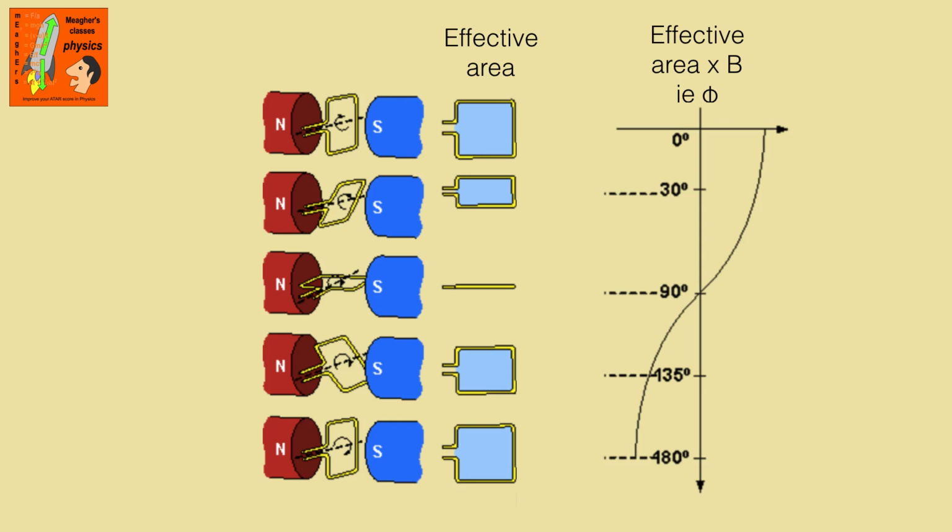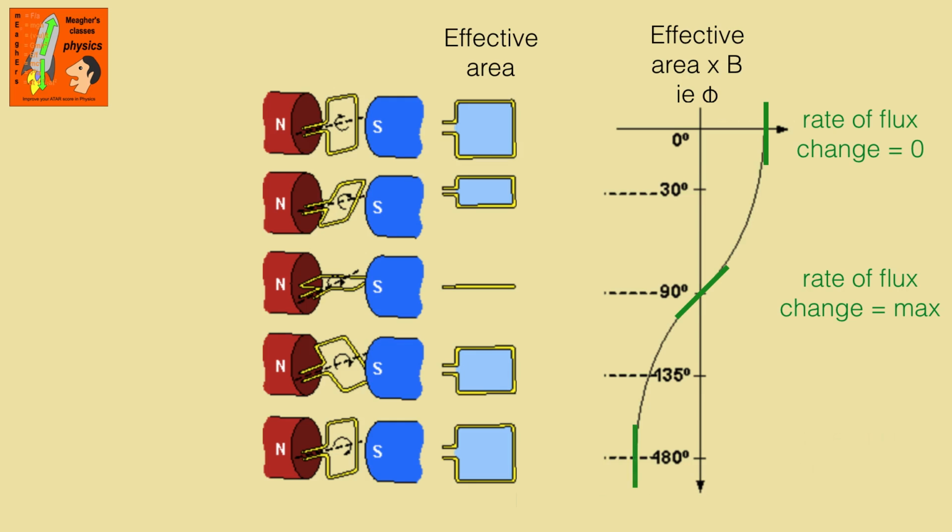The curve represents the amount of flux. So if we're looking at the gradient of that curve, that will tell us what the rate of change of flux is. At 0 degrees, if I look at the gradient, the rate of change of flux is 0. So at that point there's going to be 0 EMF induced because there's no change in flux occurring at that time. At 90 degrees, the rate of change of flux is maximum. So at that point there, you're going to get the maximum EMF induced. And again, at 180 degrees, it's back to 0 rate of change of flux.